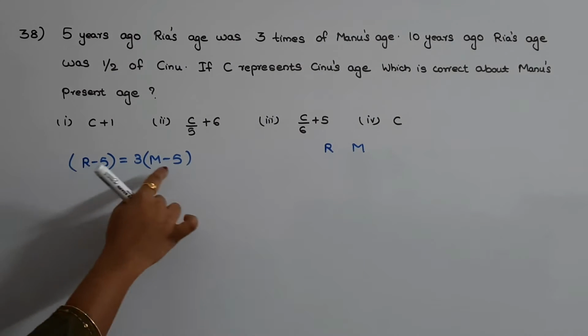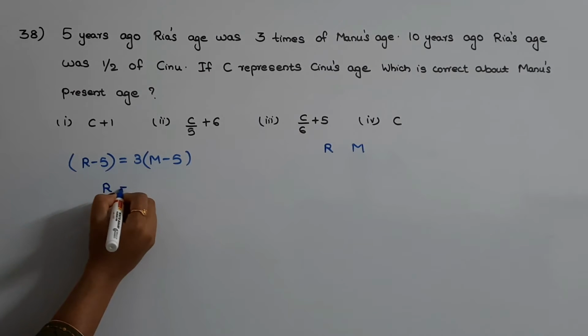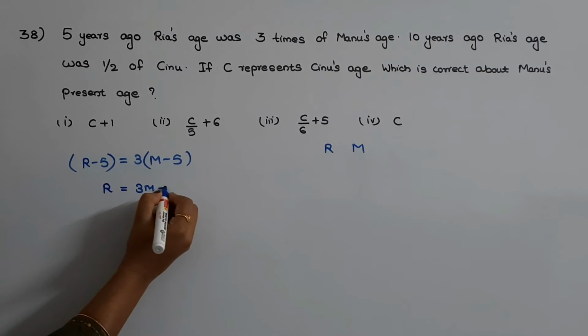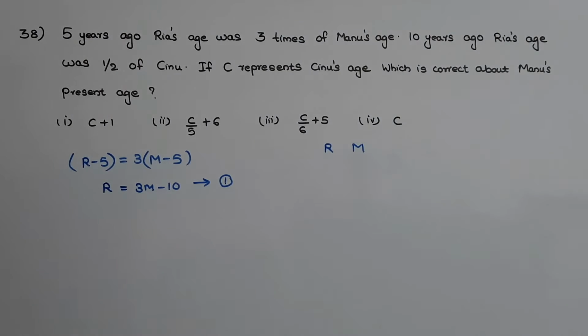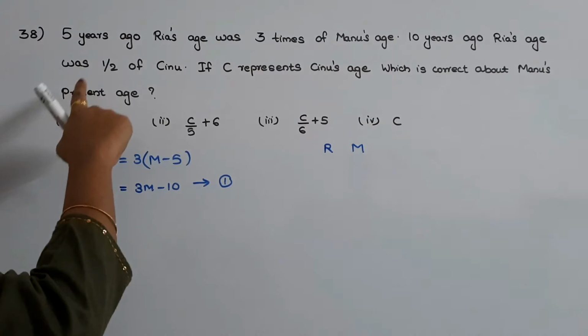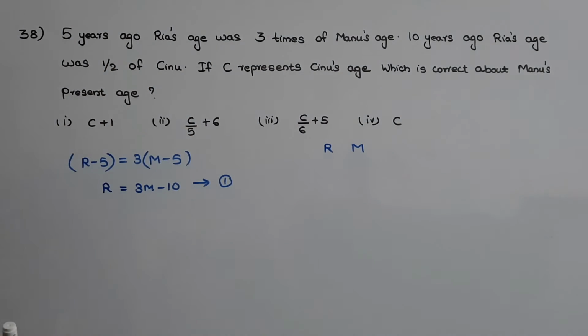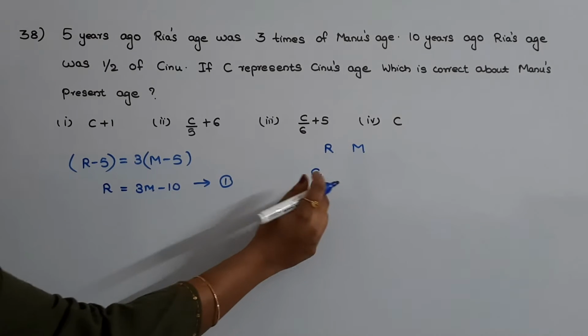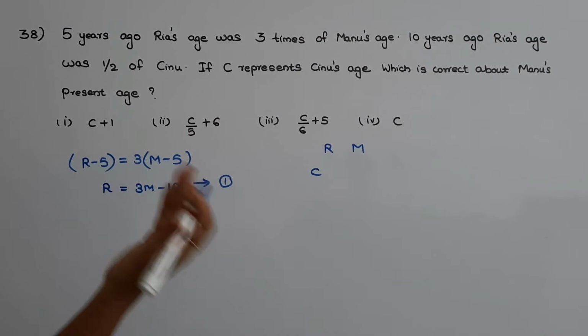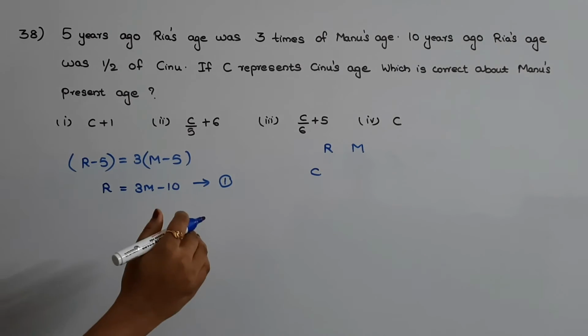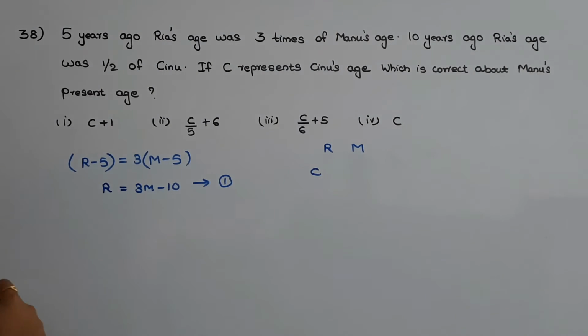Okay, so 5 years ago Riya's age is equal to 3 times that of Manu's age. Okay, so from this we can write R is equal to 3M minus 10. So let us consider this as the first equation. Then they are telling that 10 years ago Riya's age was 1 by 2 of Sinu's age. Okay, and C represents Sinu's age. If C represents the present age of Sinu, what will be Sinu's age 10 years ago? That will be C minus 10. And 10 years ago, Riya's age will be R minus 10.